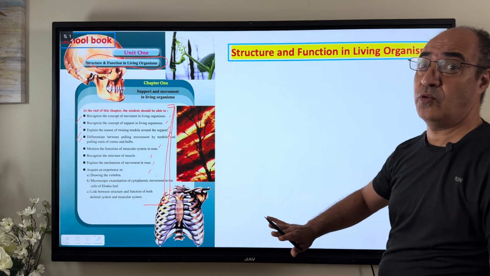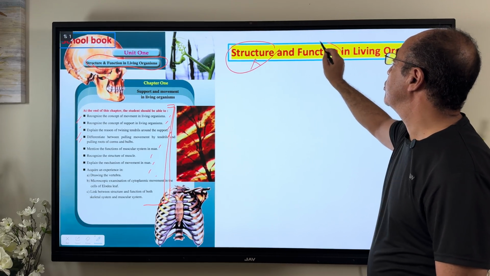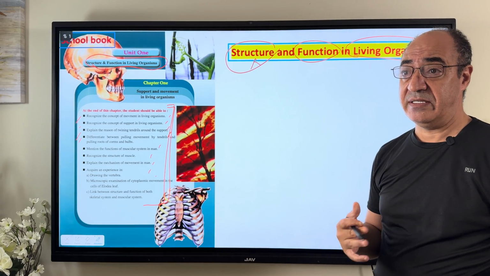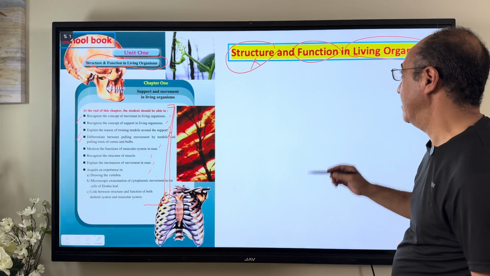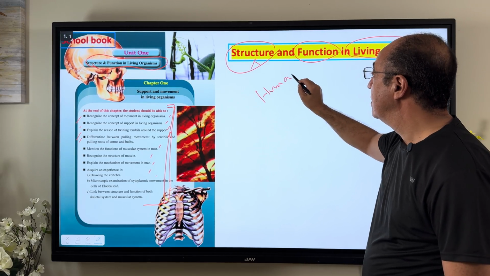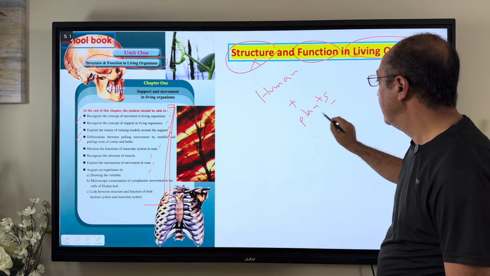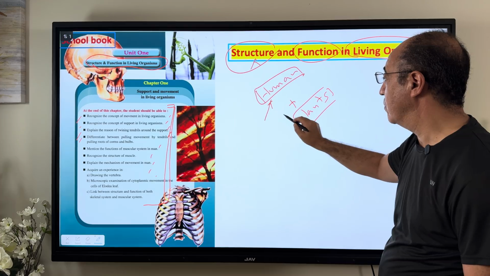Like I said, today we will be talking about the structure and function in living organisms in general. And your textbook, even though it does cover some knowledge about other organisms, in general we'll be focusing on humans, right, and plants, right? So obviously there are very big differences between these two different organisms.